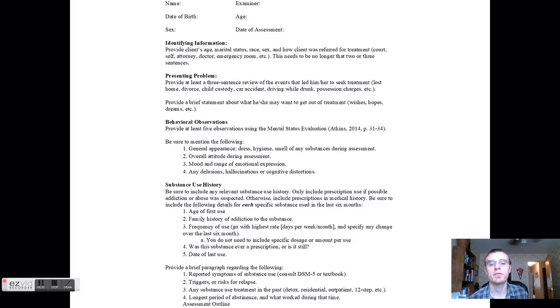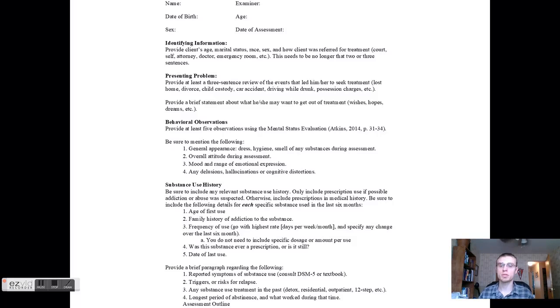Behavior observations: provide at least 5 observations using those mental status evaluations, which you can get more information on in the Atkins book. I provide a little reference here. And be sure to mention the following: general appearance, dress, overall attitude during assessment, mood and range of emotional expression, any particular delusions, hallucinations, or cognitive distortions. Just make sure to have that kind of information in there. Whether or not these things actually are in there, or whether or not you're actually seeing this from your client, make sure to let us know whether or not there are any of these issues.